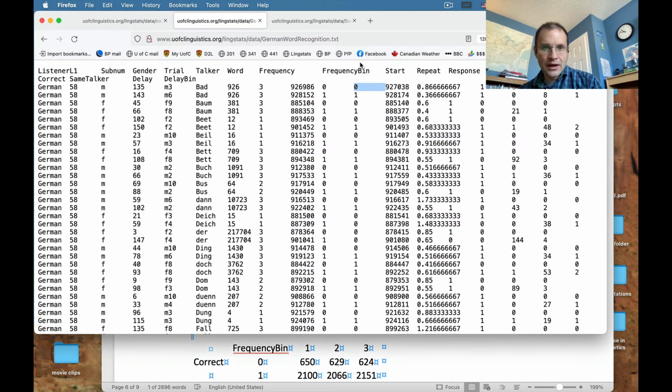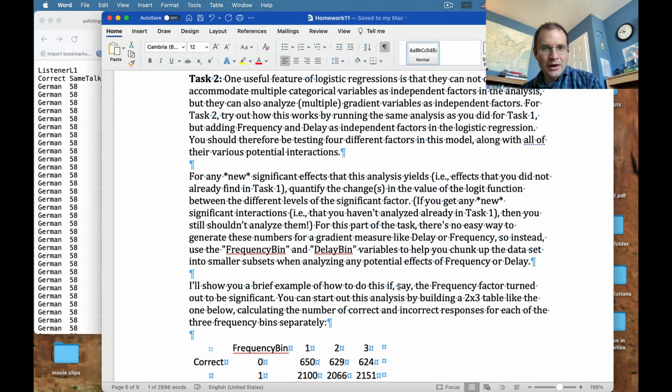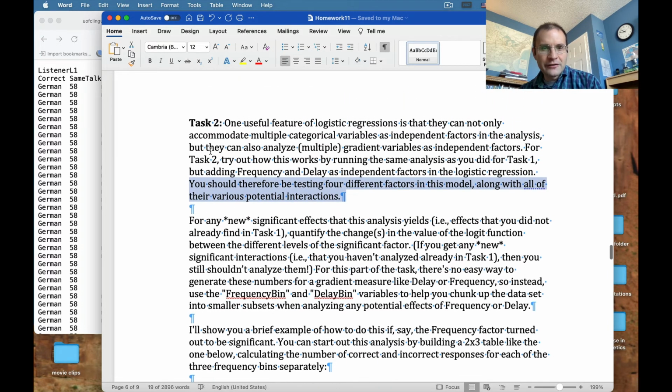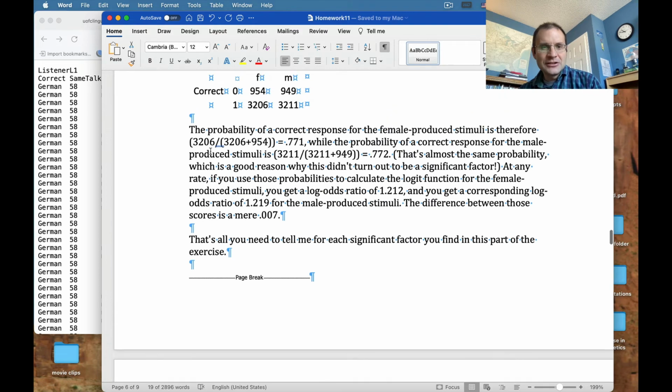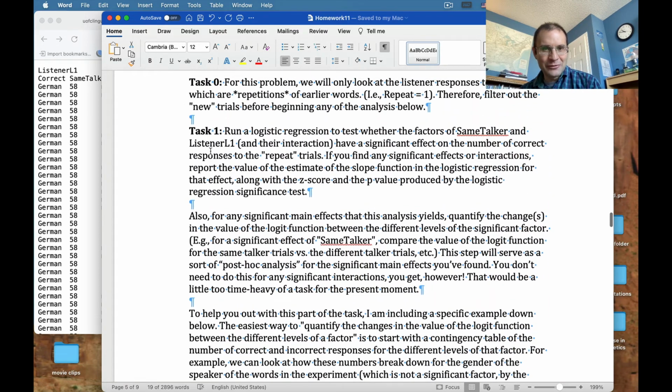And these are these big numbers here, right? Which have lots of range in them. The delay numbers are here. They can kind of range from 0 to 159, basically. Okay, so you should be testing, therefore, 4 different factors in this model, along with all their various potential interactions, which, generally speaking, is a bad idea. But since I've done this, hopefully the result won't be too overwhelming.